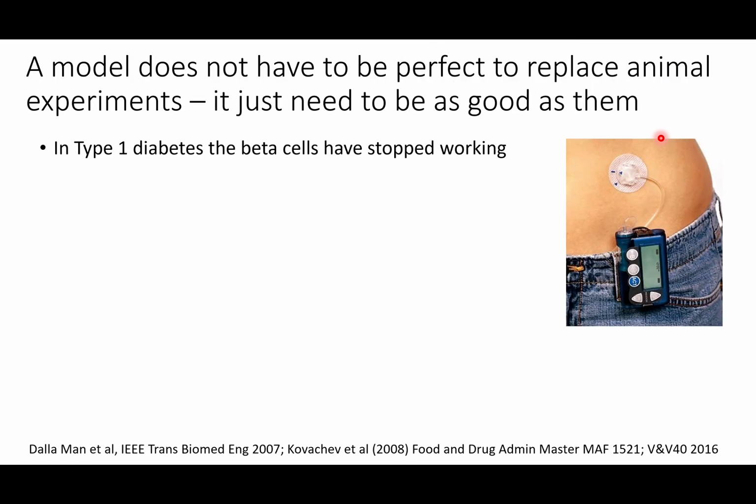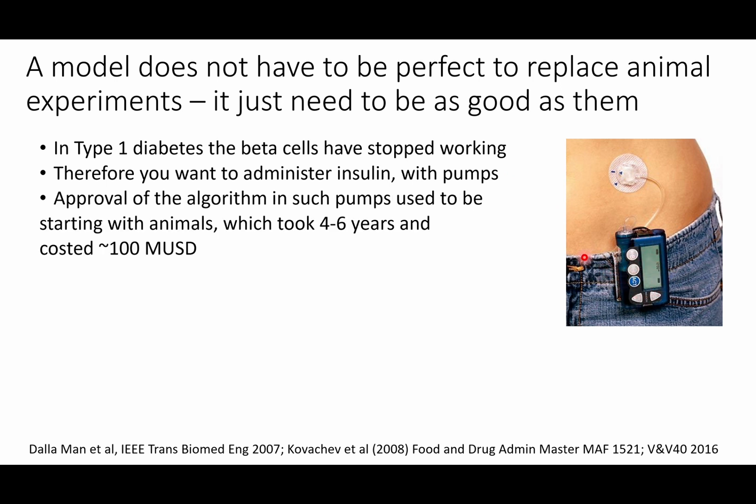And a key thing here is that the model does not have to be perfect to replace animal experiments or to be useful. You need to check it for these things, but once you have done that, you just need to be as good as the alternatives. So for instance, the animal experiments. And here is a key example of when this happened. So in type 1 diabetes, the beta cells have stopped working. So then you want to develop these types of insulin pumps that put insulin into the blood. An approval of the algorithm in such pumps used to be done starting with animals before you move on to human, and this step took around 4 to 6 years and cost around $100 million.